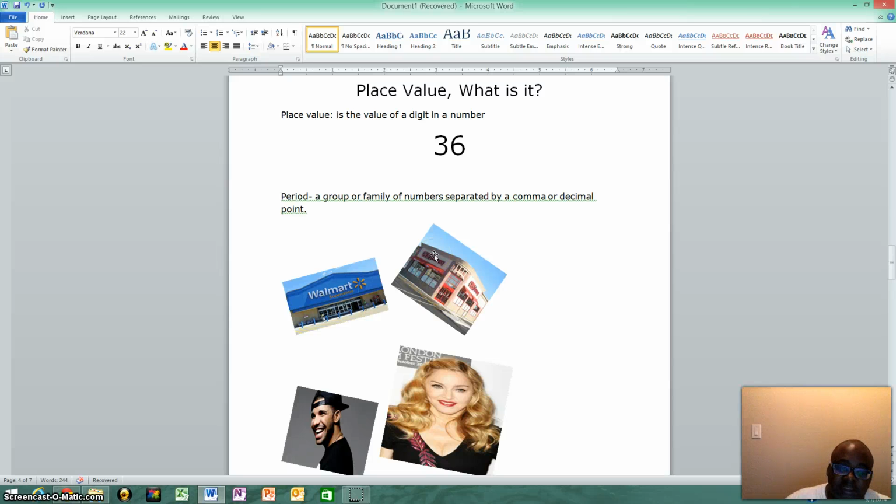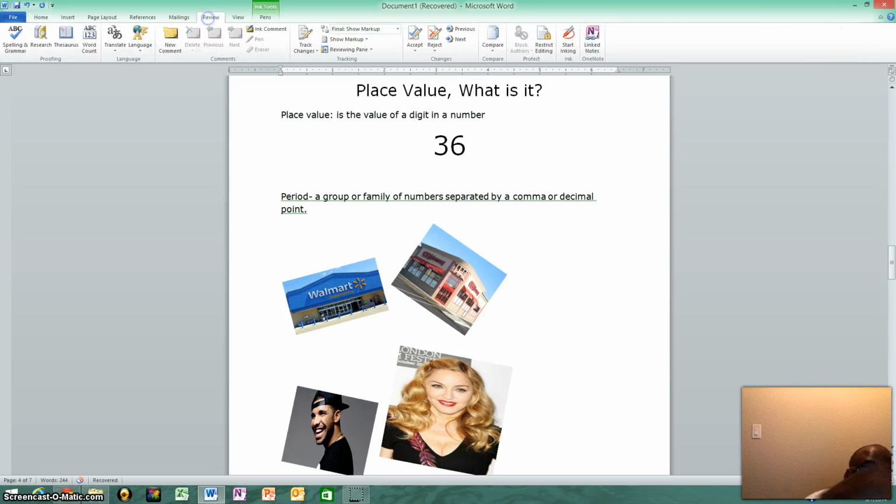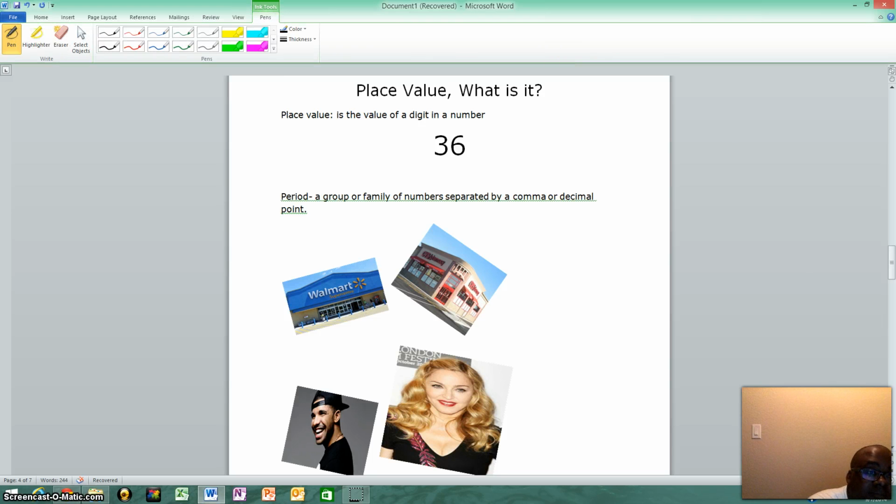Alright, so from our last lesson, remember we talked about units, rods, and cubes and the value of each one of those. Well, that was our prequel to our lesson on place value. And place value is the value of a digit in a number. So if we look, we have the number 36. If I want to know the value of the 6, the value of the 6 is going to be equal to 6 ones. This is all just a review from 3rd grade.